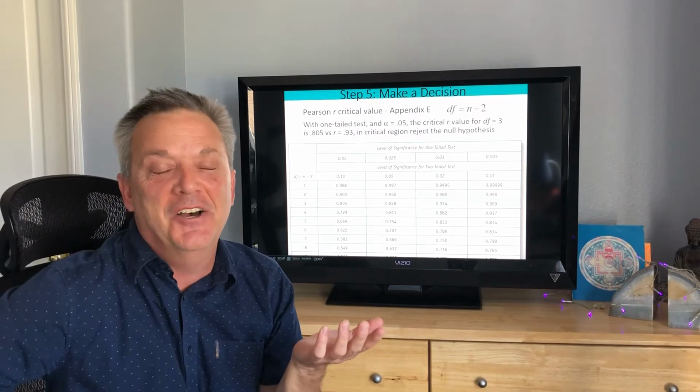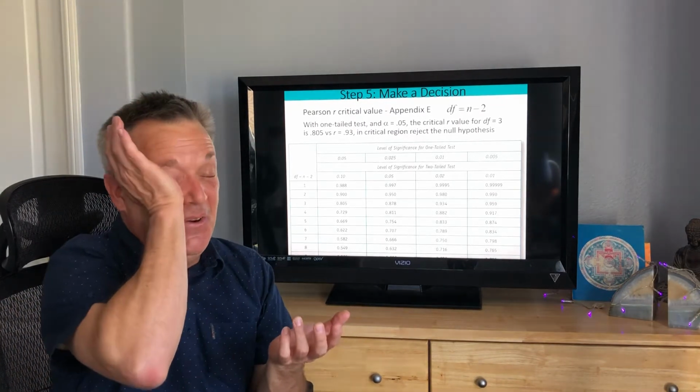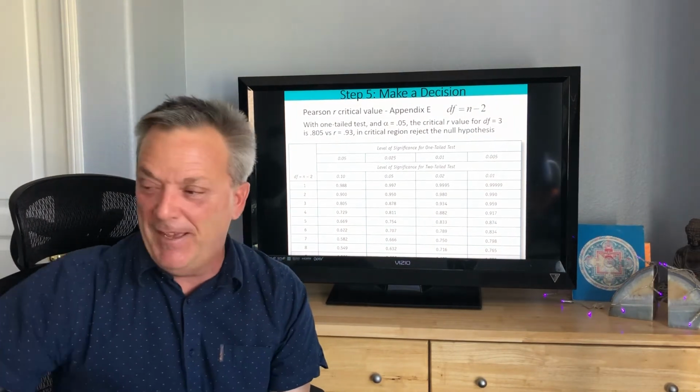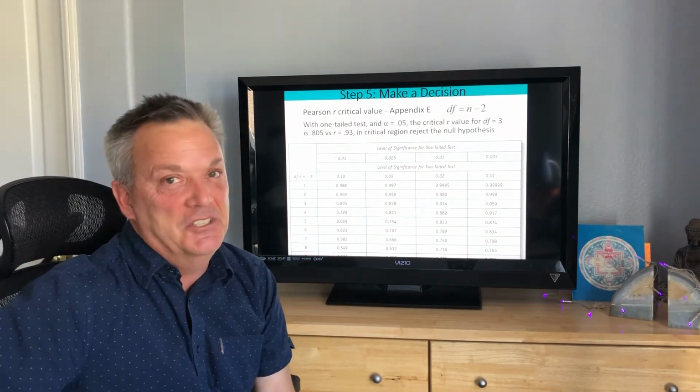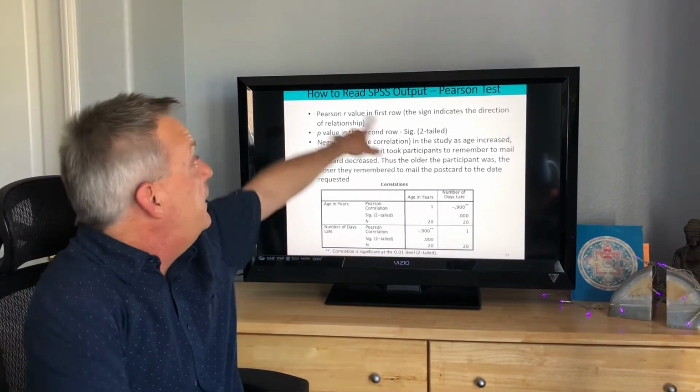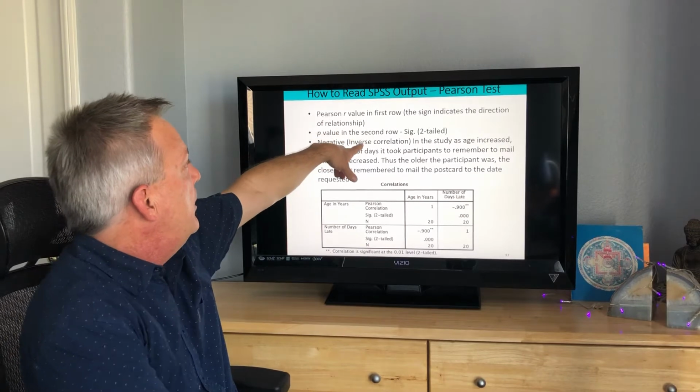You can see how tricky it is, or seductive it is, just to say that there was an effect when all you're saying is there's a high correlation between the two. Okay, how to read SPSS output on the Pearson test.